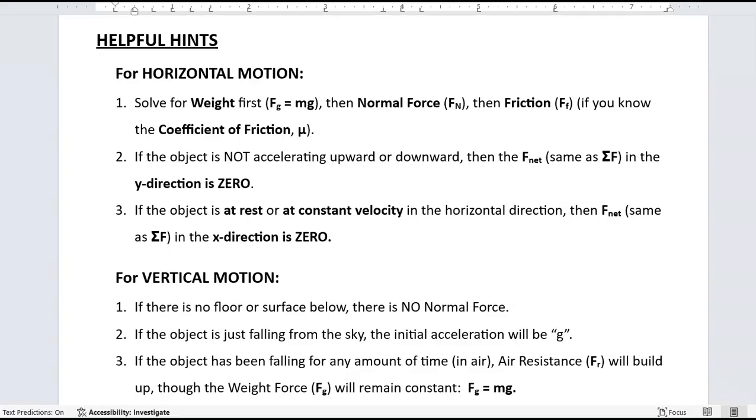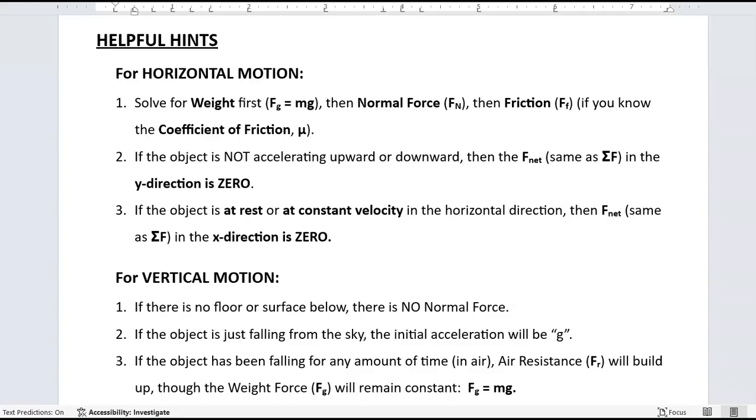Okay, now if the object is not accelerating upward or downward, which is probably the case of a box sitting on the ground, then the net force in the vertical direction, in the y direction, is going to be zero. That's how you know that the normal force and the weight force have the same magnitude. They cancel each other out. One is positive, one is negative, they add up to zero.